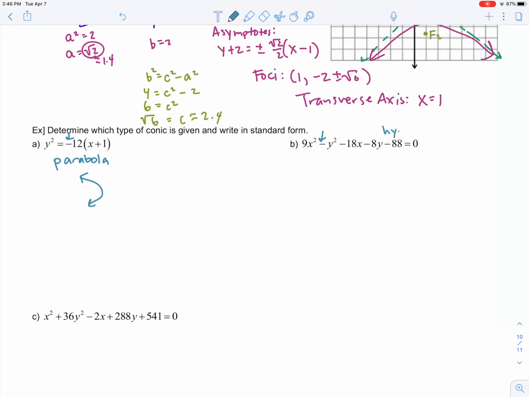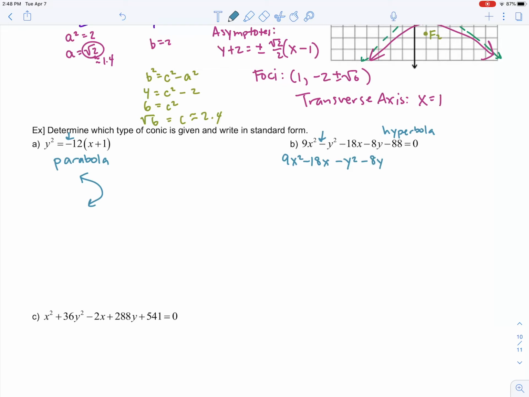Okay, now in the next one, I'm seeing both x squared and y squared, but I am seeing a minus. This tells me right away that this is a hyperbola. Remember, for a hyperbola, there is a subtraction in front of one of the x squared or y squared terms. To put it in standard form, I will have to complete the square. So let me gather up terms here.